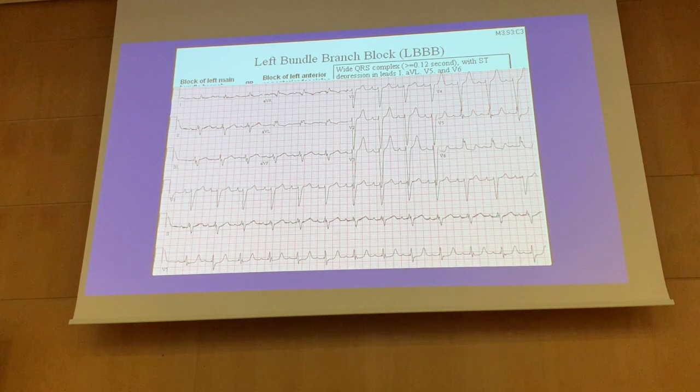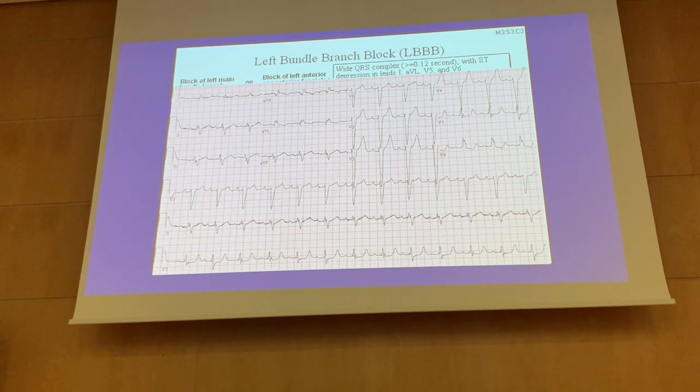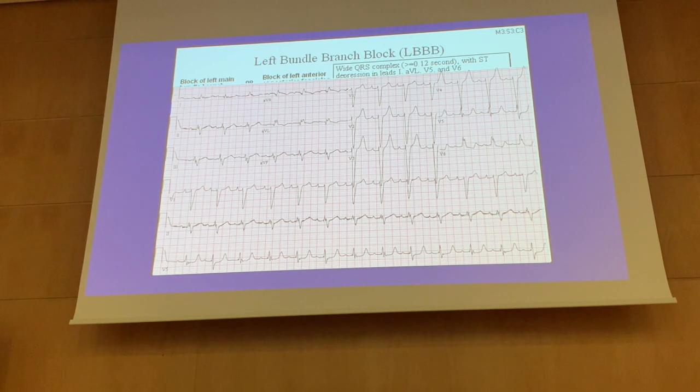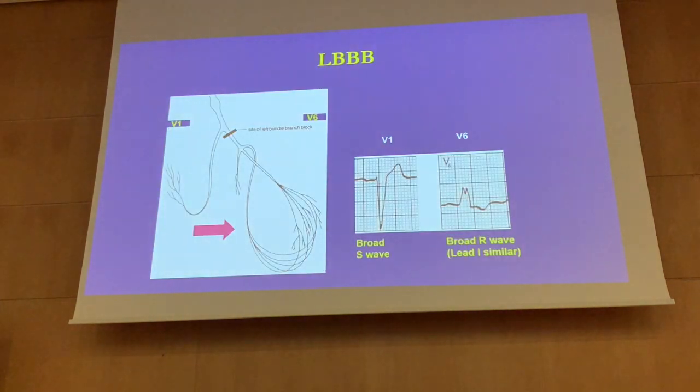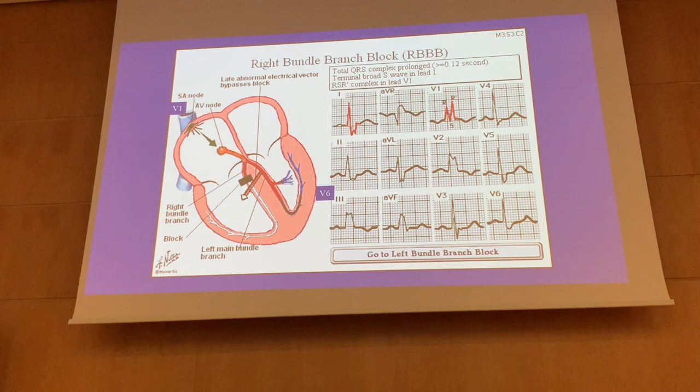Why is the S wave very deep? Because it reflects the electricity. Electricity travels from the right ventricle to the left ventricle, and it is going away from V1, V2, because V1 and V2 are here. So the electricity is going away from them, so it will be recorded negative. This is the rule. And right bundle will be completely the opposite.